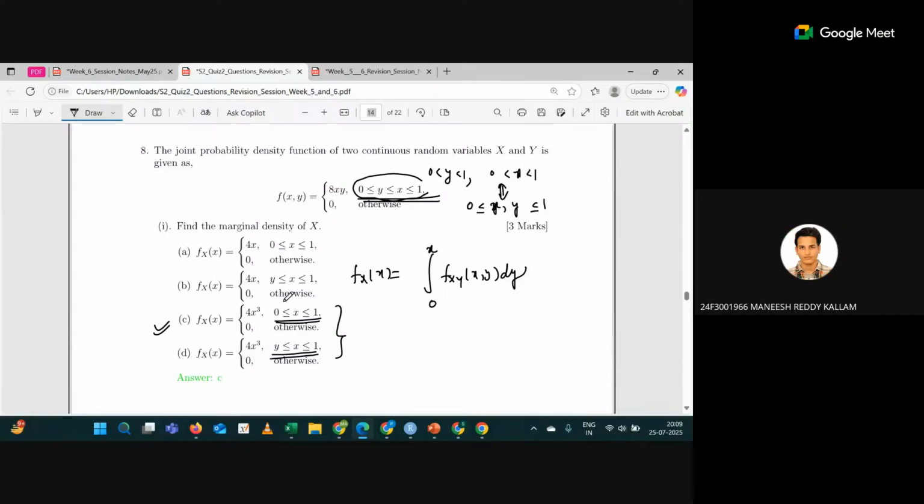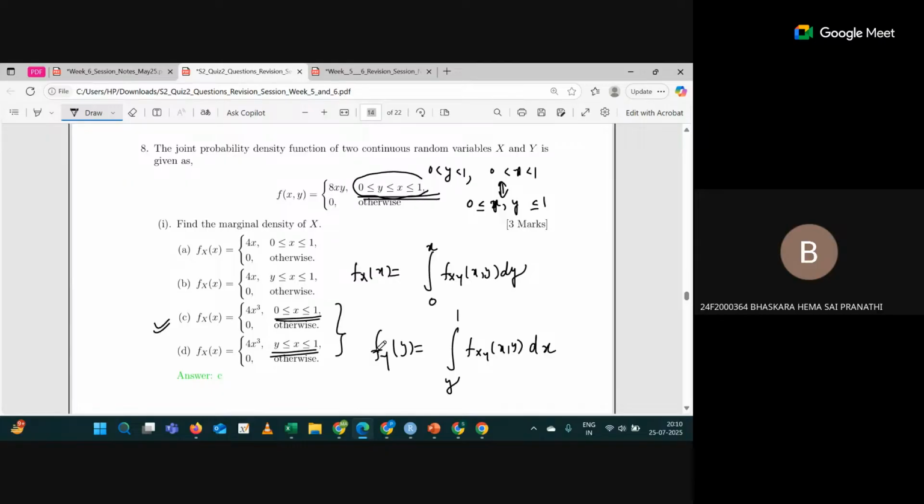Sir, if they ask for the marginal density of y, then the support would be from 0 to x, right? No. For f of y, you have to integrate the joint density with respect to x. There is a condition, so x will be from y to 1. We have to take the limits from y while we are doing f_X(x), we integrate with respect to y, from 0 to x.